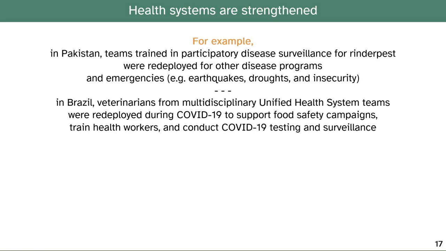Finally, One Health strengthens health systems overall, beyond neglected tropical diseases. Let's see two examples. In Pakistan, teams initially trained in participatory disease surveillance for rinderpest were then redeployed for other disease programs and for support during emergencies like earthquakes and droughts. In Brazil, veterinarians from multidisciplinary unified health system teams were redeployed during COVID-19 to support food safety campaigns, train health workers, and conduct COVID-19 testing and surveillance.